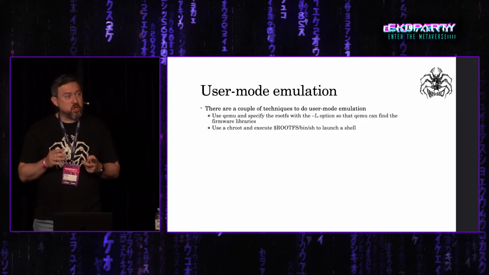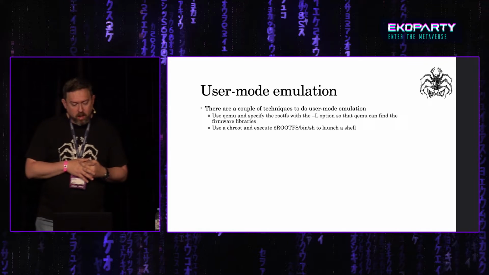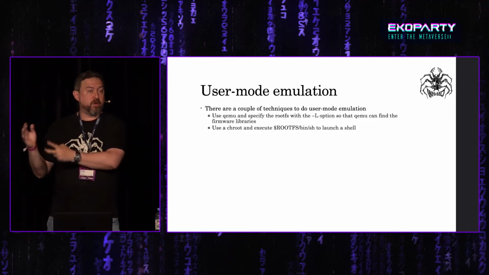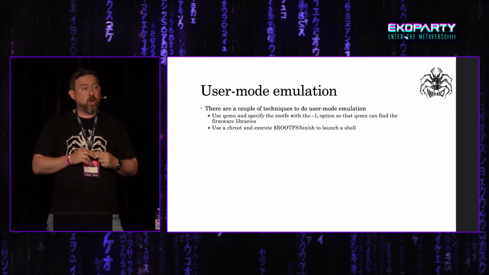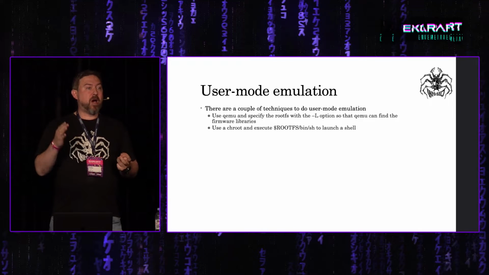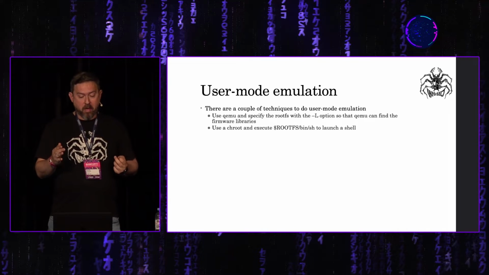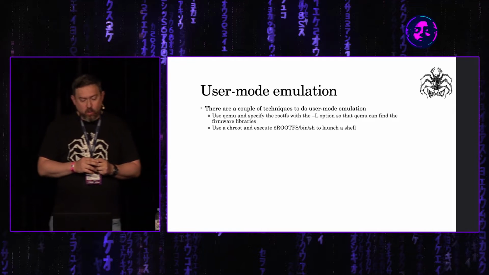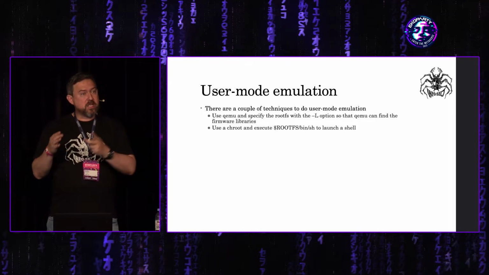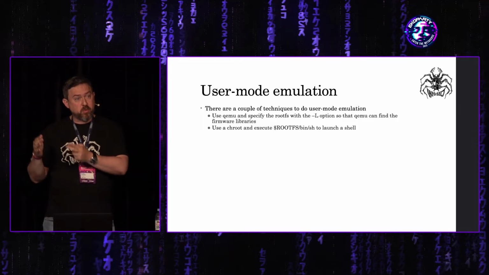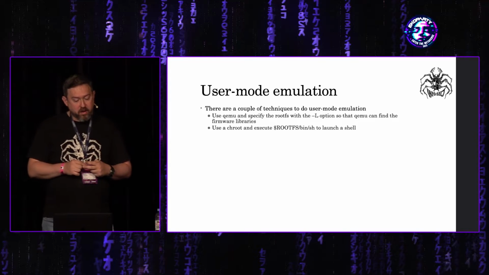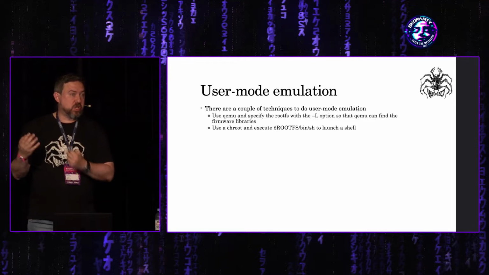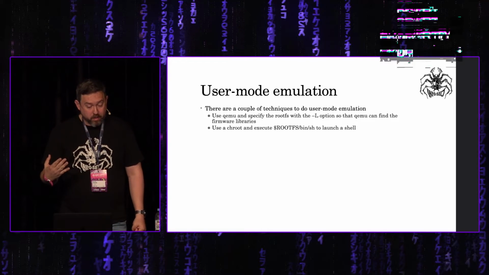There's a couple of ways you can do user mode emulation in QEMU. You can basically just go into the root file system that you've extracted from your device's firmware, use the -L option to say that my library path starts here, and then run your binary, and it should be able to emulate it. Otherwise, you might be able to chroot into that file system directory tree that you've pulled out, execute your emulator, and then run a shell or whatever binary you're executing.